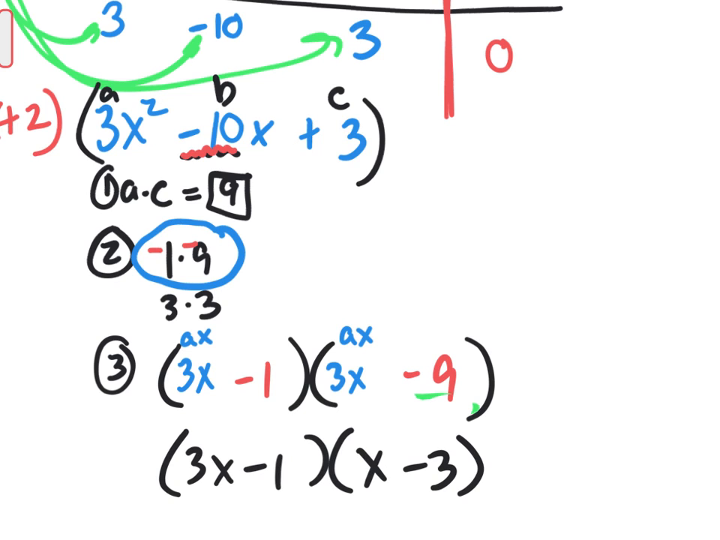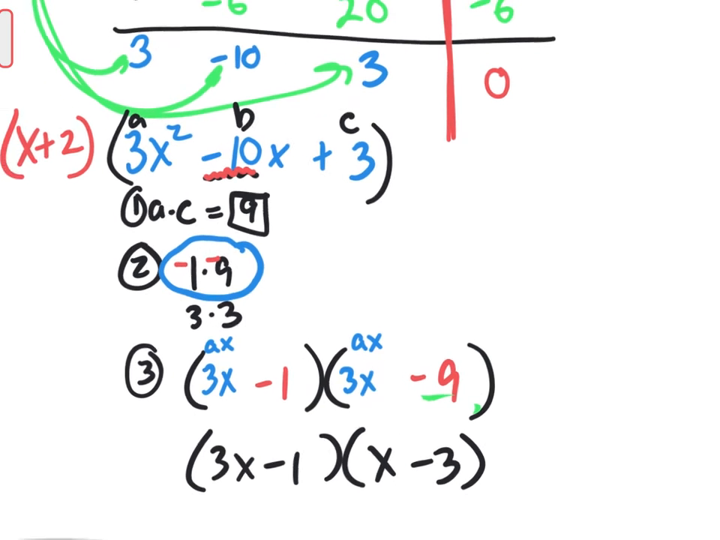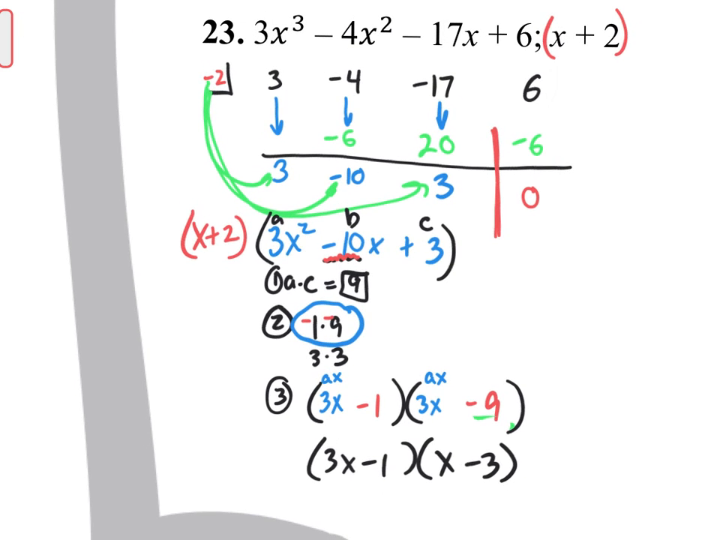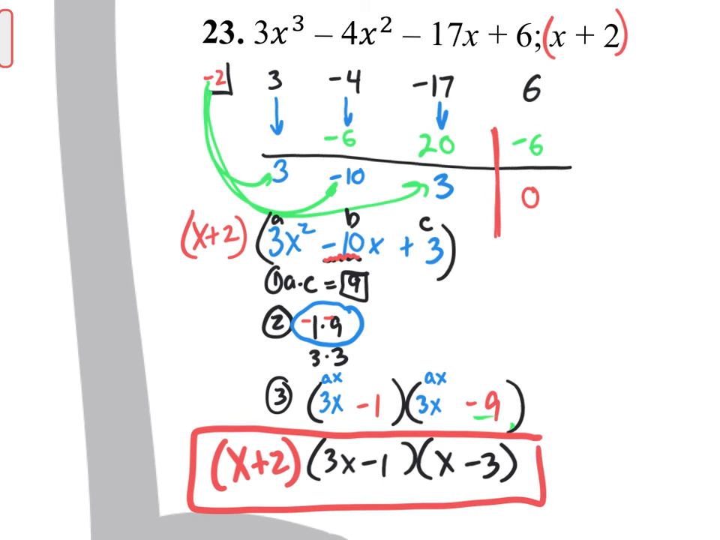Bring that down. So ladies and gentlemen, we have factored this blue quadratic trinomial using this multi-step tool to get 3x minus 1 times x minus 3. But let's not forget about the original factor that they gave us. The original factor was x plus 2. There it is, the x plus 2. Bring that down so you could have it in completely factored form, x plus 2. So this right here is the completely factored form of the above cubic polynomial.